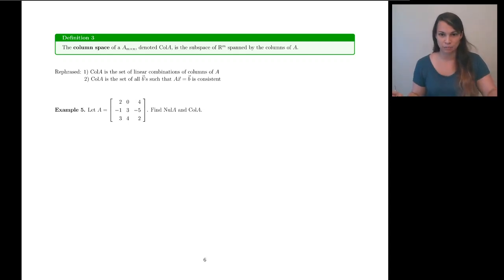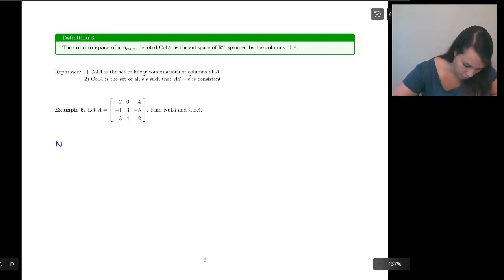So let's do an example. Let A equal this matrix. Can we find the null space and the column space? We sure can. We're going to start with null space because it's easier. So 2, -1, 3, 0, 3, 4, 4, -5, 2.